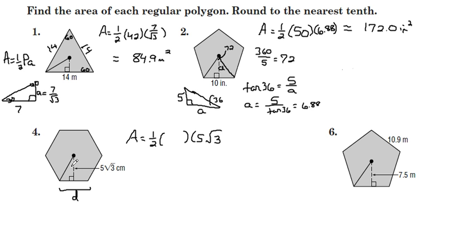Okay, now we're dealing with the hexagon. Each central angle, well, I'm sorry, each central angle would be 60. 360 divided by 6, that gives us 60. That makes this angle right here, but we're cutting it in half, giving us 30.